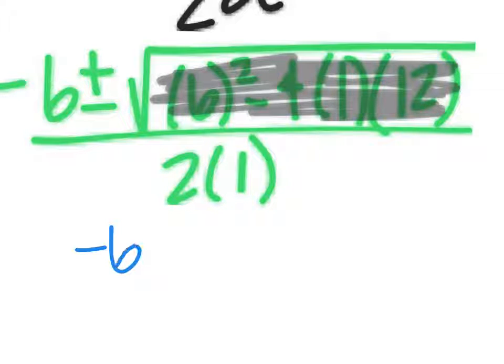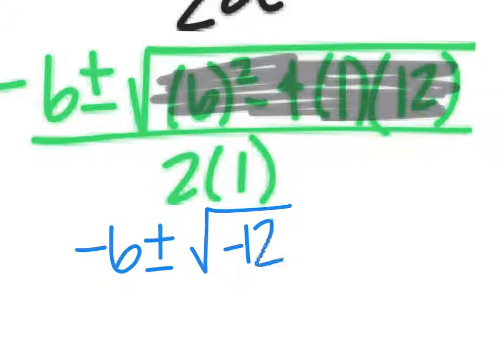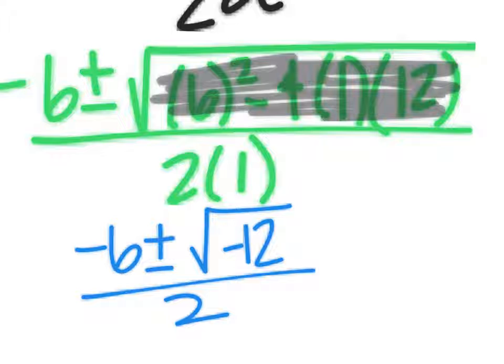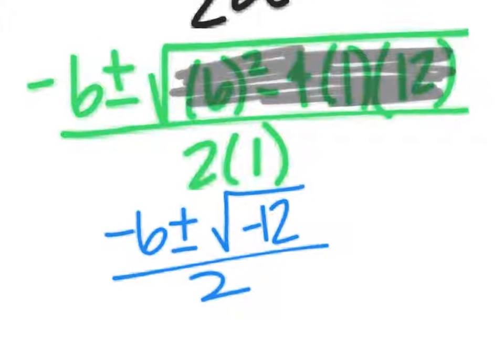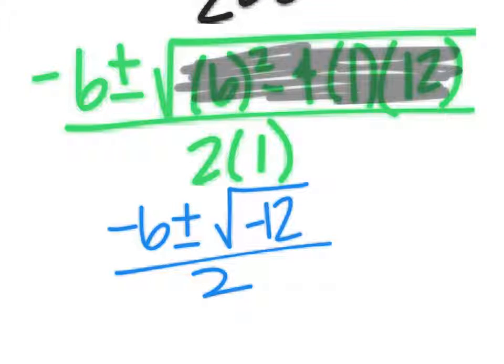So -6 plus or minus the square root of -12 divided by 2. If my discriminant was -12, or I have a -12 underneath my square root, what does that tell me about my number of solutions? They're going to end up being imaginary solutions. Graphically, what does that mean about your graph? No x-intercepts. It's never going to touch the x-axis.